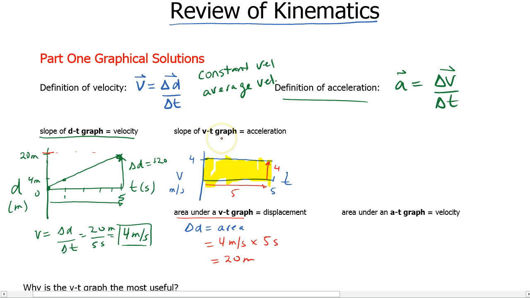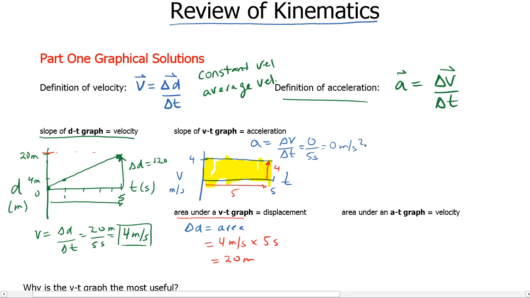And the slope of this one, well, what's the slope of this? Well, it's a flat line. So the acceleration is equal to the slope, which is the change in velocity divided by the change in time. Well, it started at 4 and it stayed at 4 the whole time. So in this case, the change in velocity is 0. And 5 seconds later, 0 divided by 5 is 0 meters per second squared.